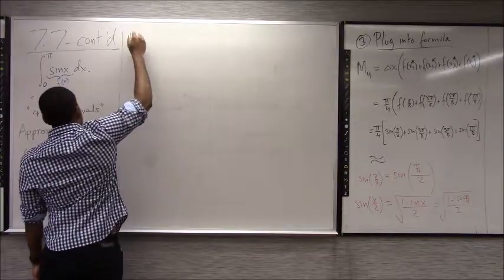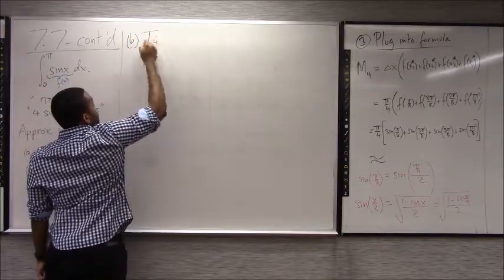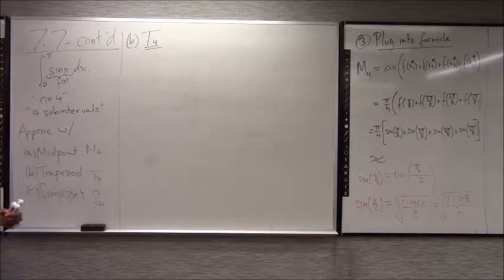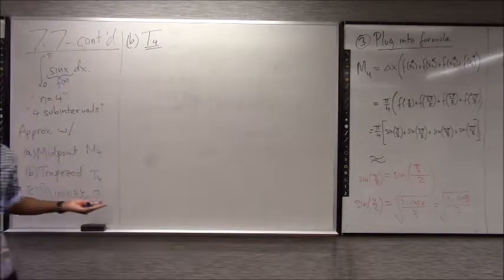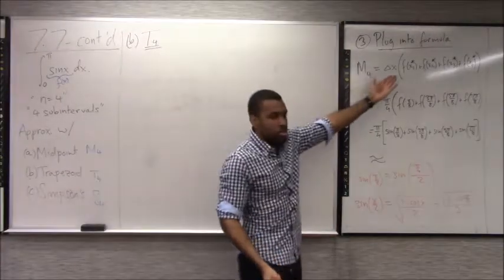So let's go with B. Let's go with the trapezoid. Let's find T4 for this integral. Now, as a process, nothing changes. Literally, the only thing that's changing is the formula that you're plugging it in.